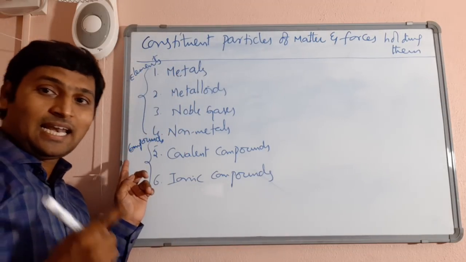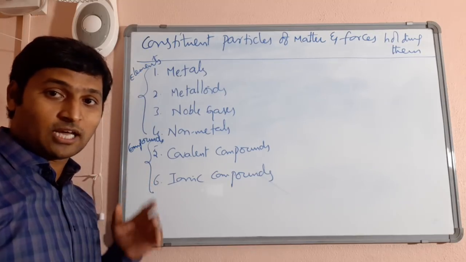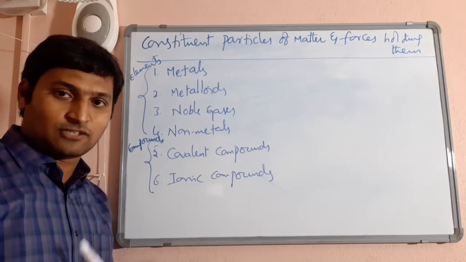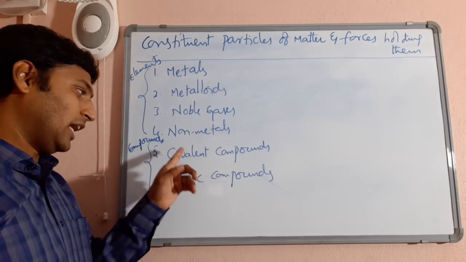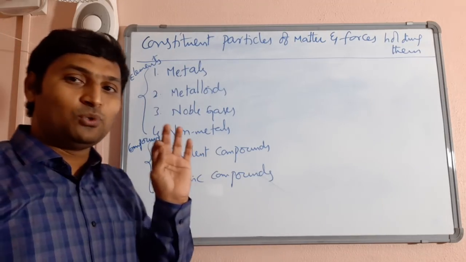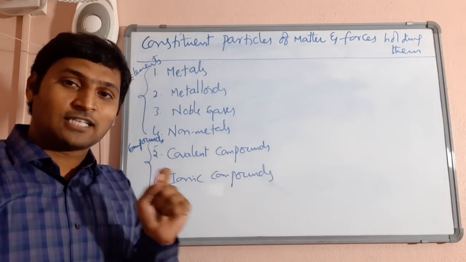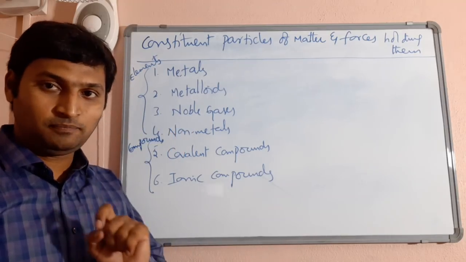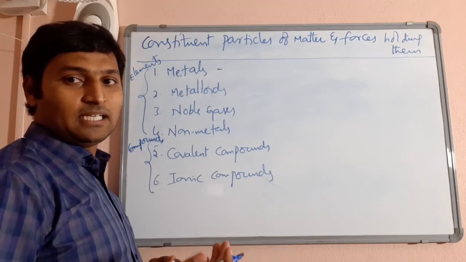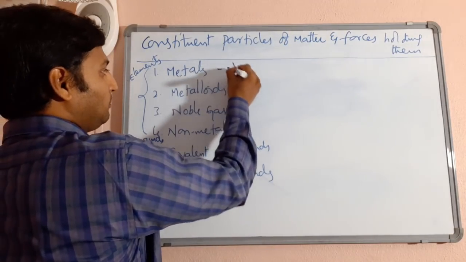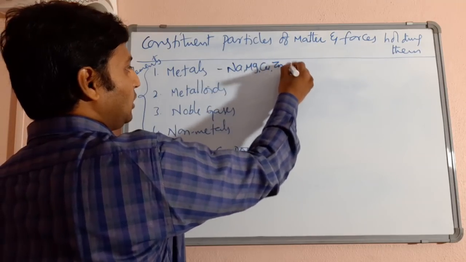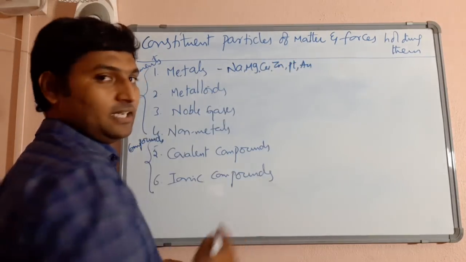And based on the nature of forces holding the molecules, or based on the bonds upon which the substance is formed, the compounds are of 2 types: covalent compounds and ionic compounds. Now, if you think of what kind of constituent particles hold them, metal. If I ask you examples of metals, you might mention sodium, magnesium, copper, zinc, gold, platinum, etc.